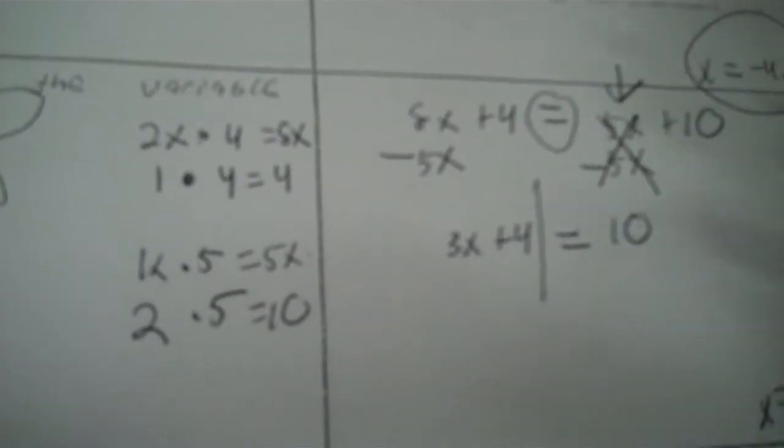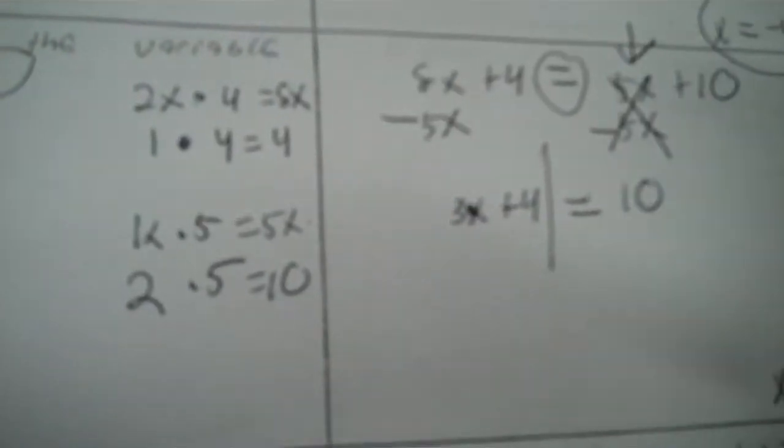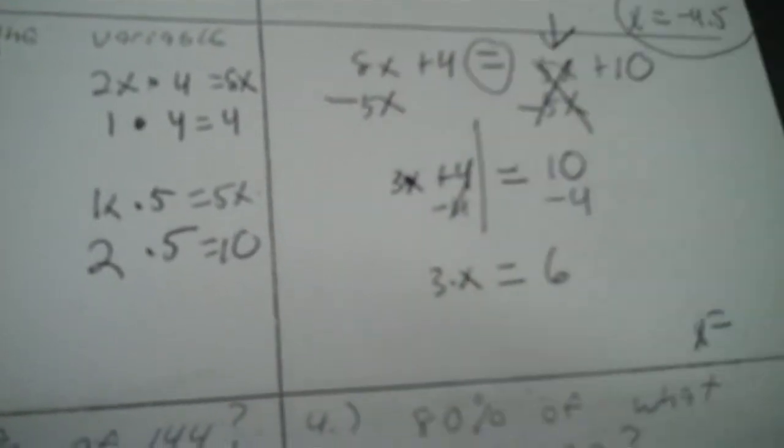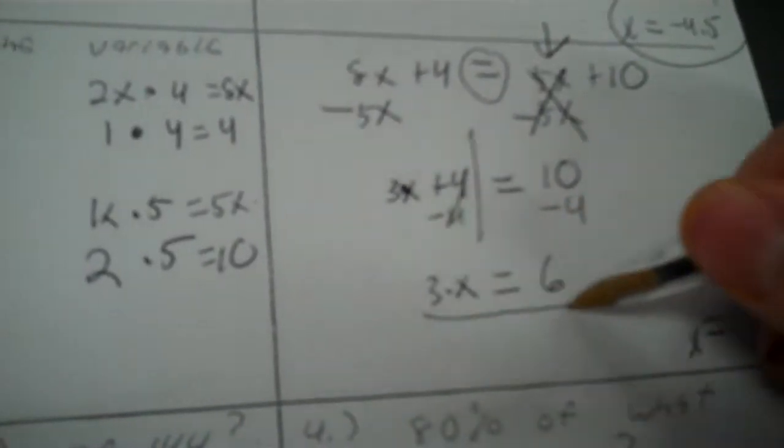Now, there's two things happening to the x. We got times by 3 and plus 4. So we do the opposite of plus 4 first. So minus 4, minus 4. That gives us 6, and over here you got 3 times x. Okay, now it's time to divide by 3. So 6 divided by 3 is 2. So that's how that works, okay?